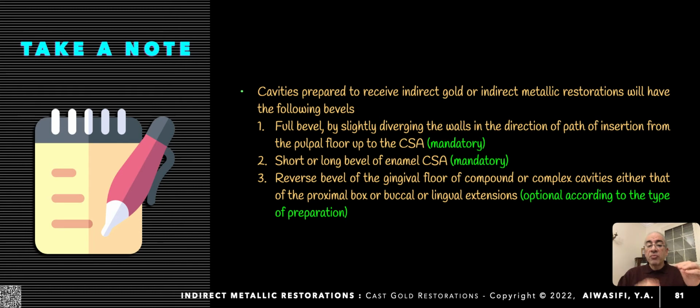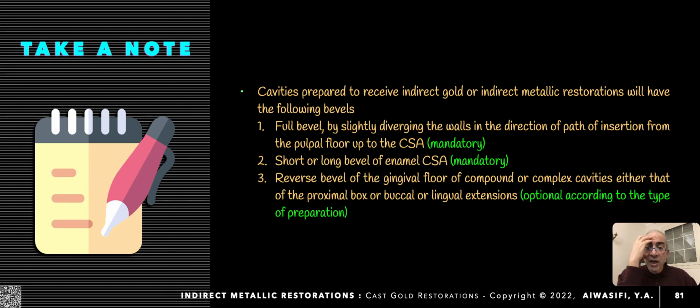What is meant by full bevel? Full bevel means that this divergency of the walls, starting from the pulpal floor up to the cavosurface angle, this taper with a slight divergency from the long axis or from the path of insertion by 5 to 8 degrees, is considered a full bevel. This is number one, and this is mandatory because you should have a path of insertion by diverging the walls in relation. The second one is either a short or a long bevel in case of indirect metallic restoration.